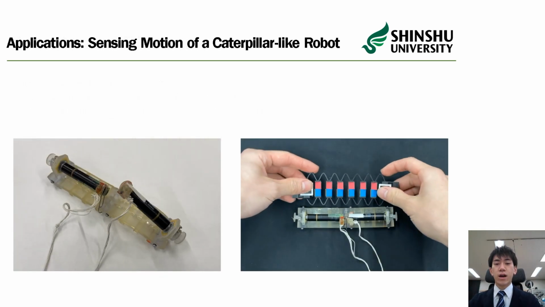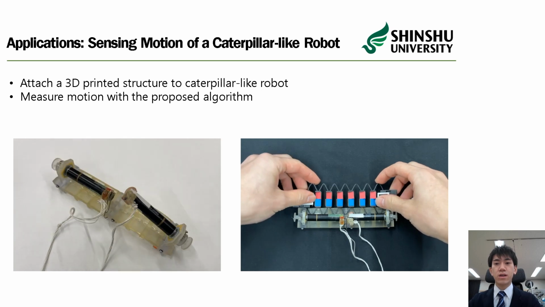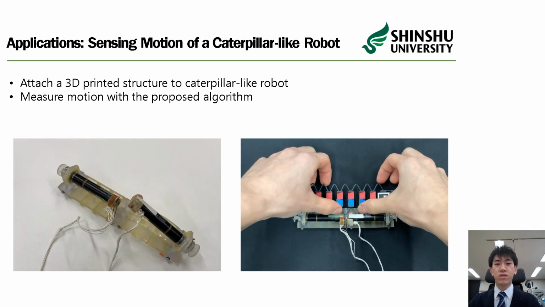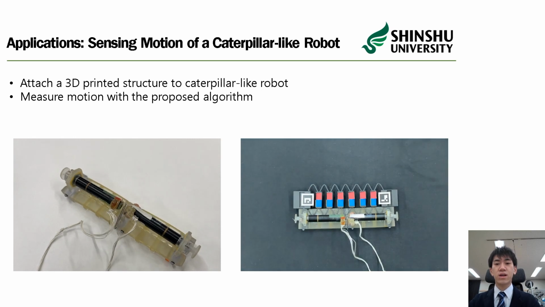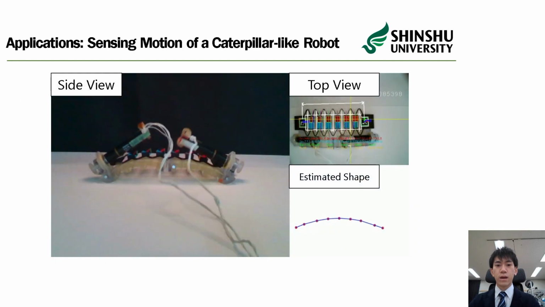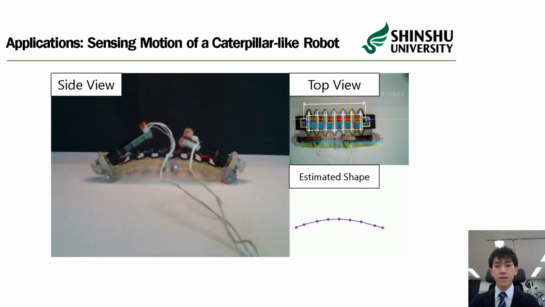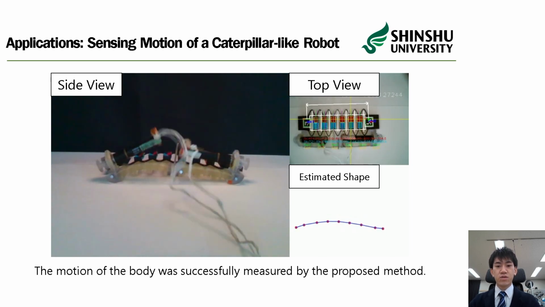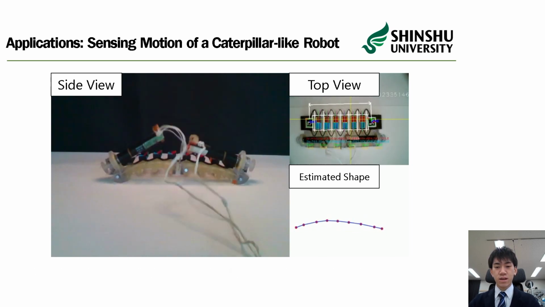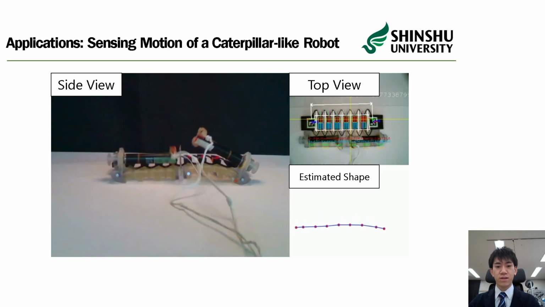Now, I'd like to show you two applications. This is the first one, sensing motion of a caterpillar-like robot. We attach a 3D printed structure to the caterpillar-like robot, like this movie. Then we measure motion with the proposed algorithm. This is how the proposed method can acquire the motion. As you can see in the bottom right movie, the motion of the body was successfully measured by the proposed method.